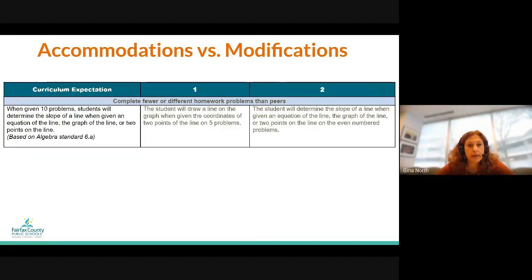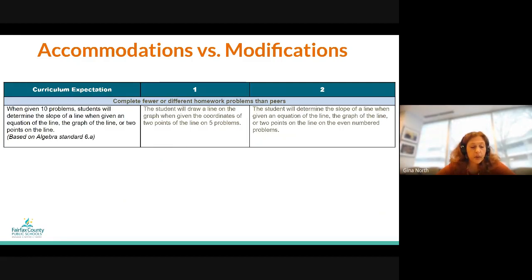Let's look at another example. When given 10 problems, students will determine the slope of a line when given an equation of the line, the graph of the line, or 2 points on the line. Let's look at which is an accommodation and which is a modification. In column 1, the student will draw a line on the graph when given the coordinates of 2 points of the line on 5 problems. In column 2, the student will determine the slope of a line when given an equation of the line, the graph of the line, or 2 points on the line on the even-numbered problems.